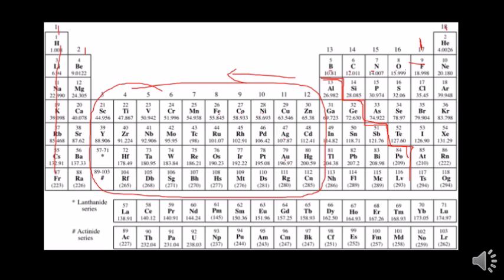Families have the same characteristics. For instance, the alkali family is extremely reactive. All right. The noble gas family is non-reactive. They don't react with anything. They're inert gases, they call them.